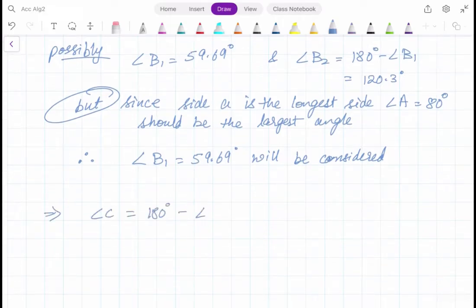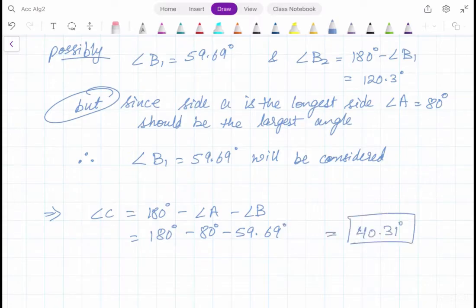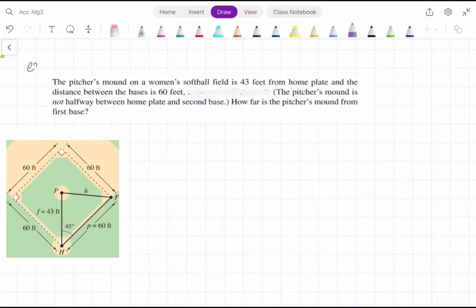Now we have angle A and angle B. Let's calculate angle C. The sum total of a triangle is 180 degrees. So keeping that in mind, angle C will give you approximately 40.31 degrees. So we solved two angles and one side length.